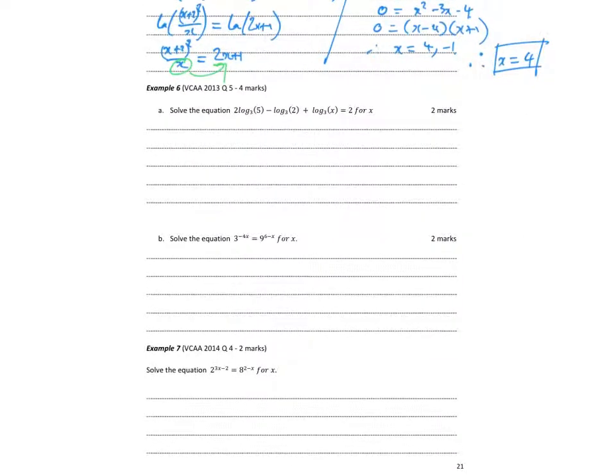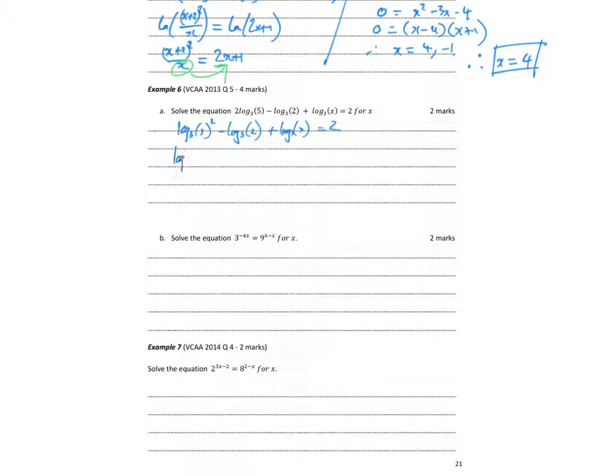Solve the equation. Okay, looks very similar, doesn't it? So let's go log base 3 of 5 squared minus log base 3 of 2 plus log base 3 of x is equal to 2. So the left-hand side becomes log base 3, we get 5 squared, which is 25, minus log base 3 on 2, which is divided, plus the x, so it becomes multiplied, equals 2.